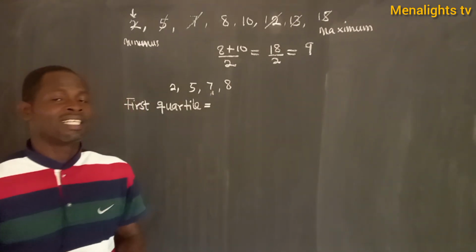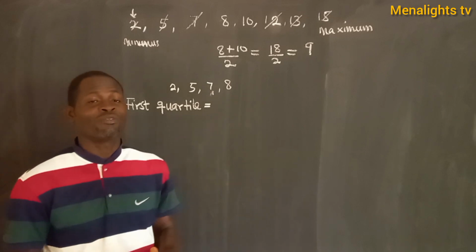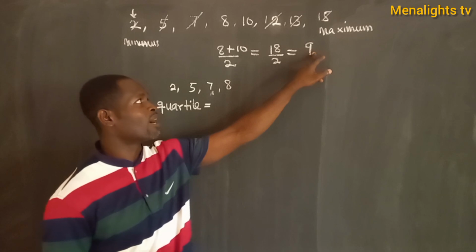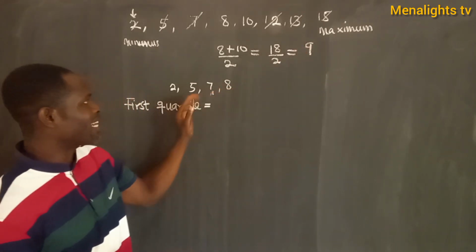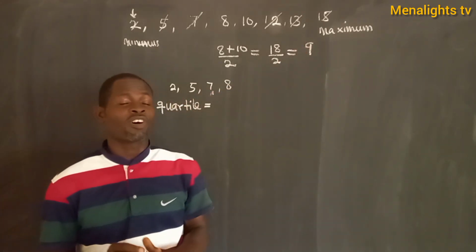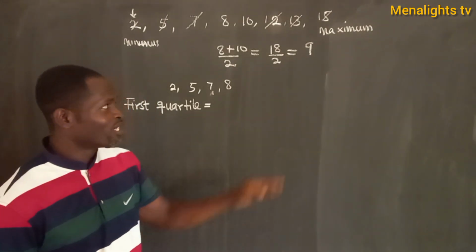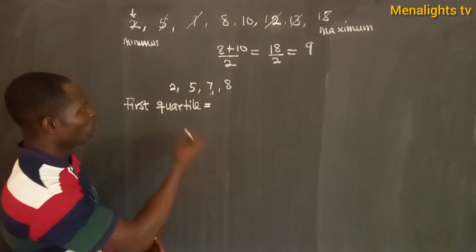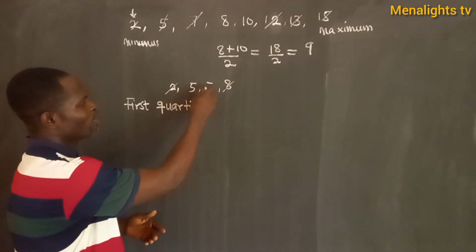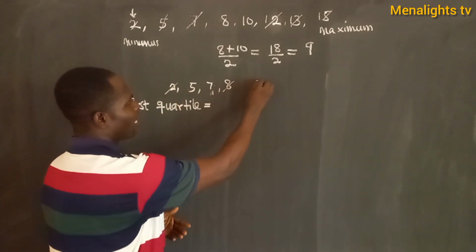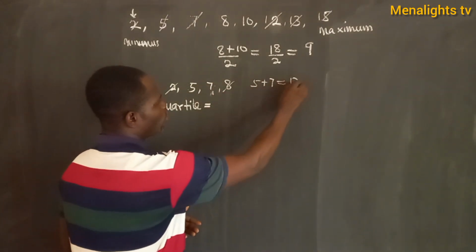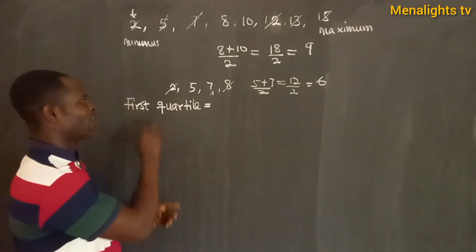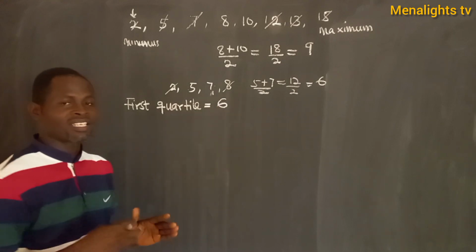We now have to find the first quarter. The first quarter is the median of all the numbers that are less than the median mark. Since 9 is our median mark, we have to find the median of these numbers. So you cancel one from here, cancel one. You have 2 in the middle, that is 5 plus 7, which gives us 12. 12 divided by 2 gives us 6. That means our first quarter is 6.